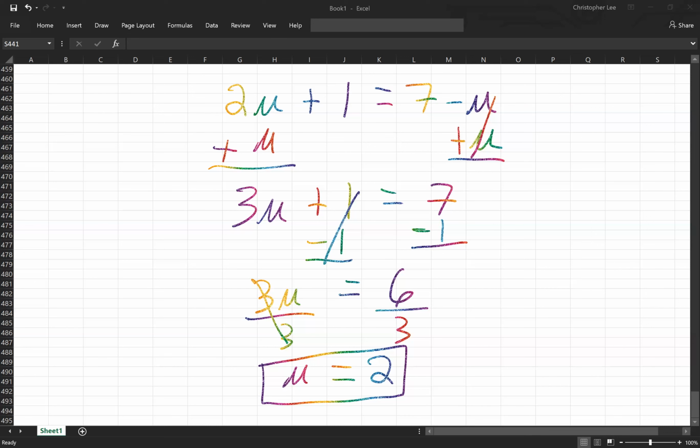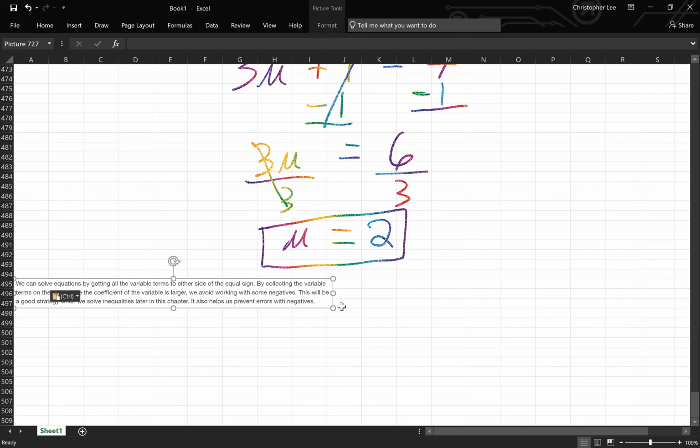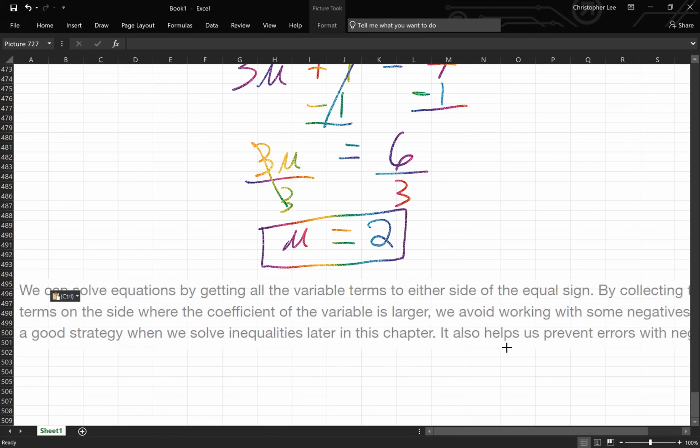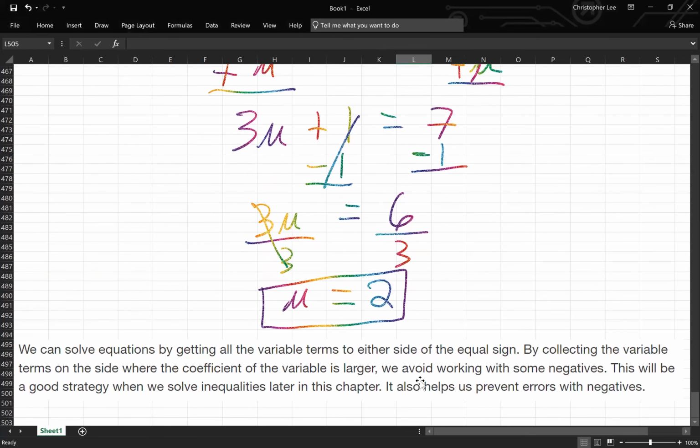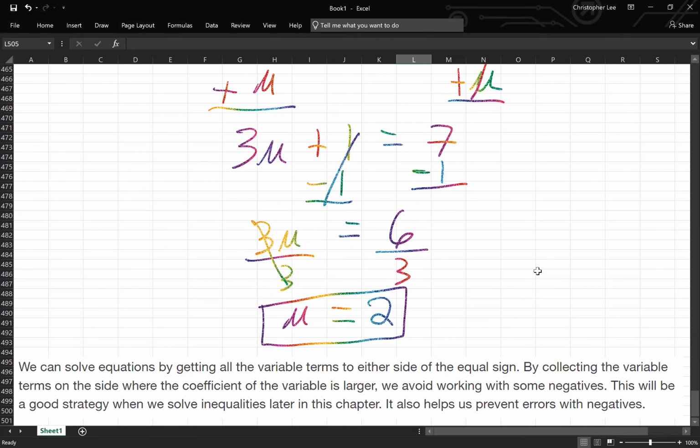All right. Special note real quick. We can solve equations by getting all the variable terms to either side of the equal sign. By collecting the variable terms on the side where the coefficient of the variable is larger, we avoid working with some negatives. This will be a good strategy when we solve inequalities later in this chapter. It is also helpful for us to prevent errors with negatives.